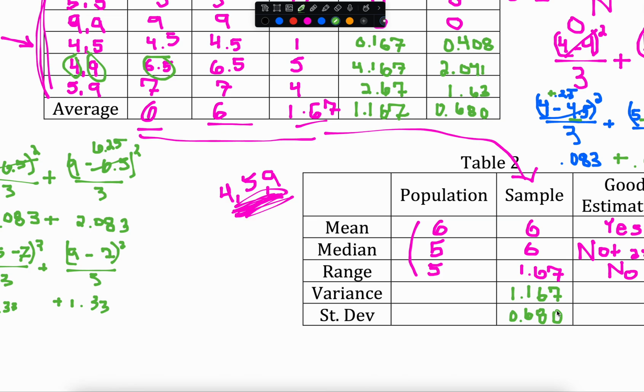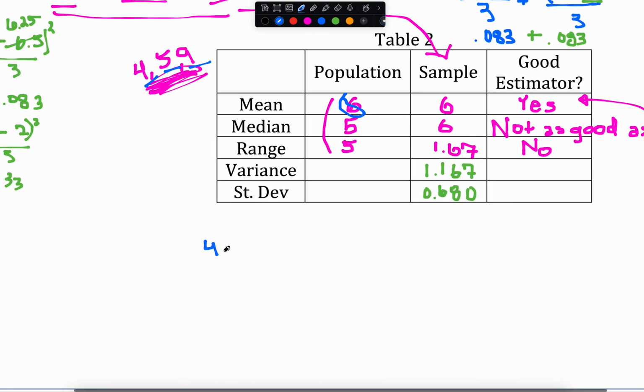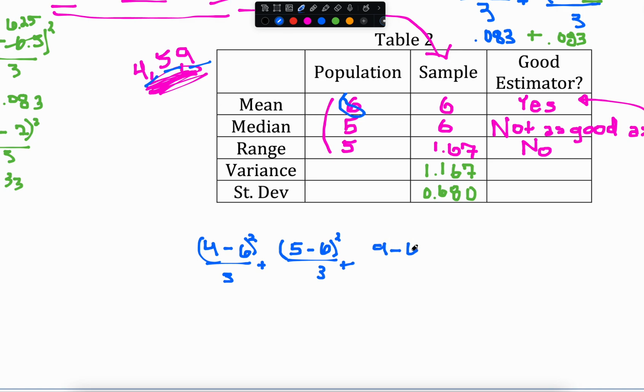Okay. All right, so now we got to do the variance formula, but we're doing it for the numbers 4, 5, 9, and the mean again was 6. So when we're doing this formula, we've got to do 3 pieces instead of just 2. So I'm going to do 4 minus 6 squared divided by 3 plus 5 minus 6 squared divided by 3 plus 9 minus 6 squared divided by 3.